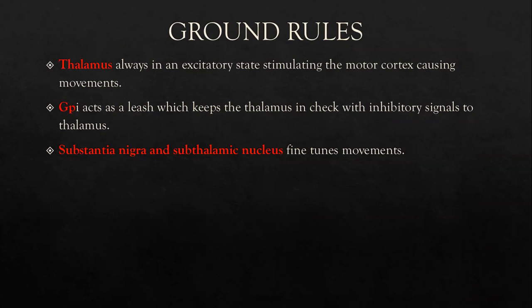For that, let's first know about the ground rules, what happens in the brain. Thalamus is such a structure which is always in an excitatory state, stimulating the motor cortex, causing movements. This thalamus is controlled by the globus pallidus interna, which acts as a leash. That is, it keeps the thalamus in check with inhibitory signals, which prevents the stimulation of the motor cortex. Substantia nigra and subthalamic nucleus are mainly important for the fine-tuning of the movements.